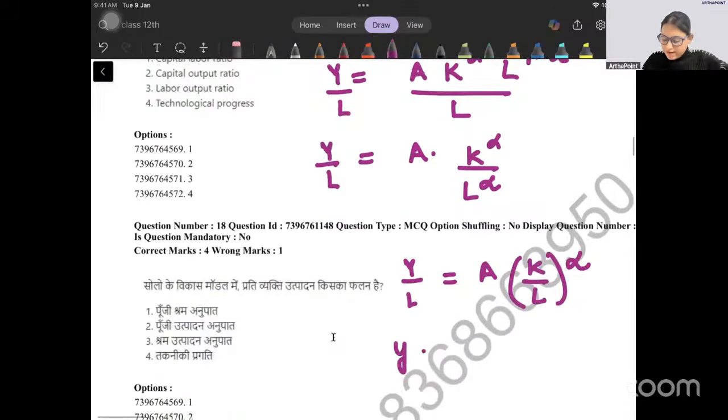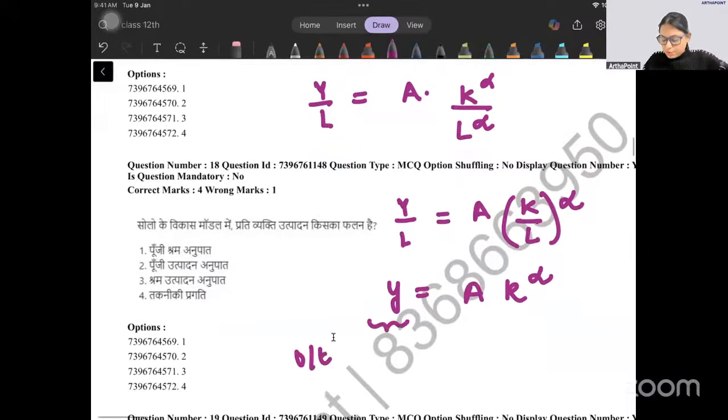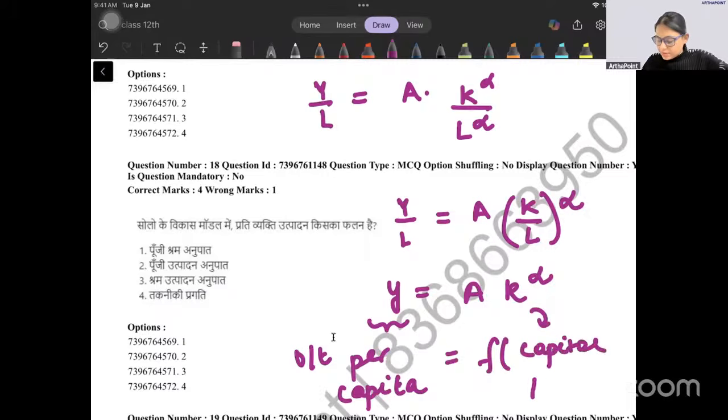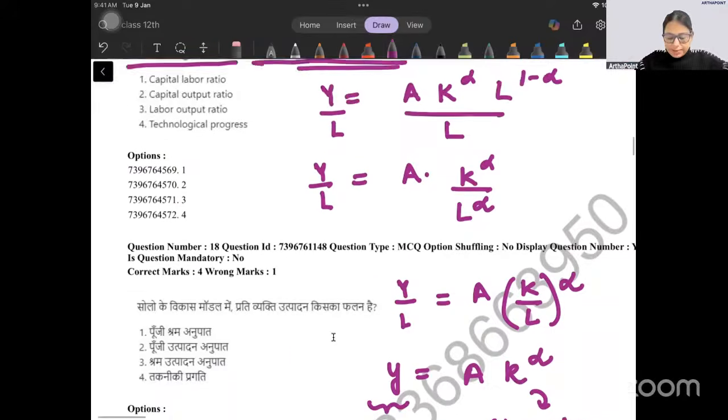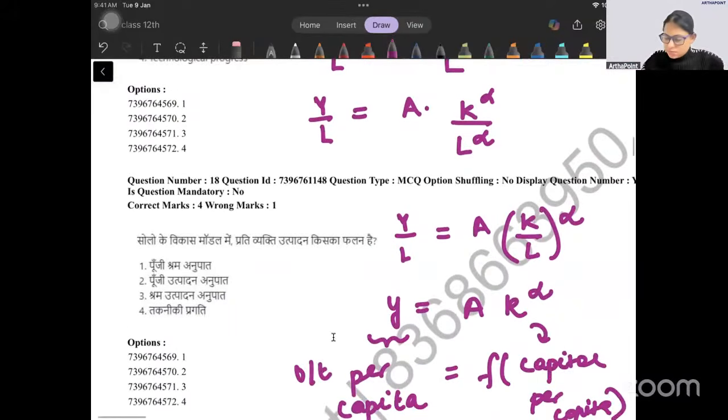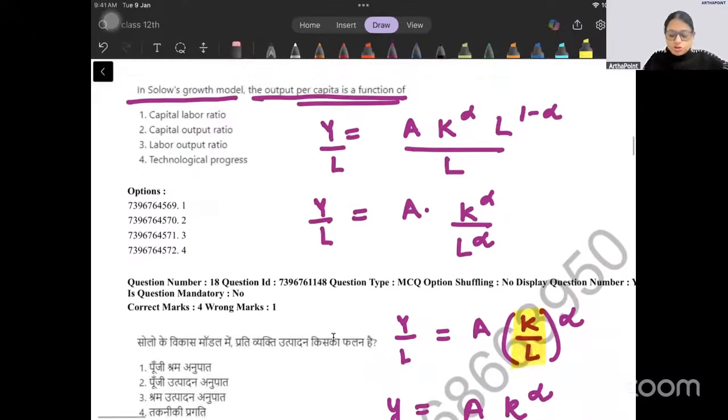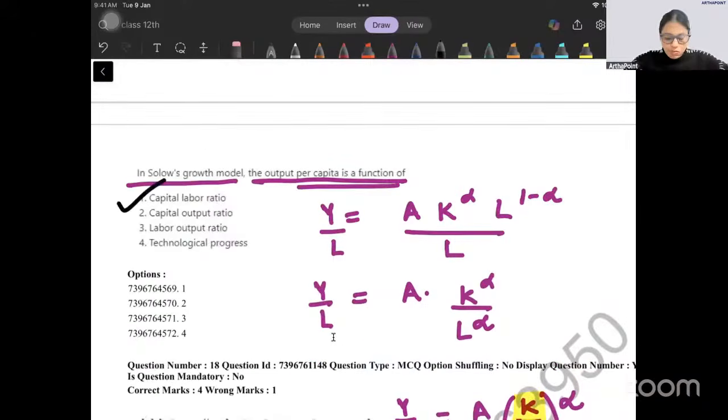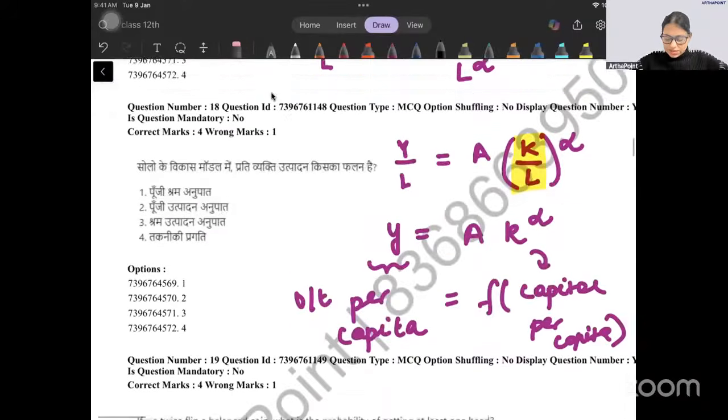इसको हम small y लिख लेते हैं. Small y is equal to A small k to the power alpha. So this is called output per capita, and it is a function of capital per capita, या capital labor ratio. है ना? Small k is nothing but capital labor ratio. So answer will be 1. Okay, next.